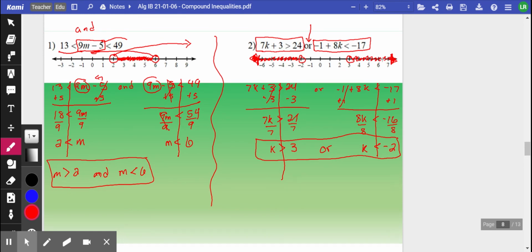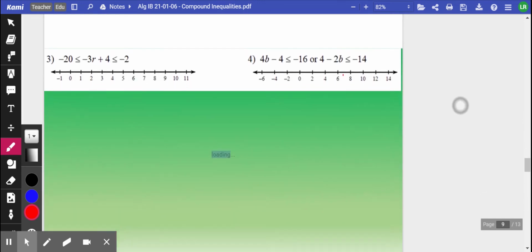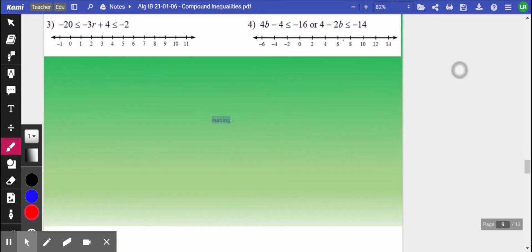Those are solutions. So it helps us visually see without having to do a ton of thinking. It helps us see exactly where our solutions are on the number line. And the similar thing happens with number 1. Let's look at 2 more here together. So we've got numbers 3 and 4. We're going to do 1 more of each.